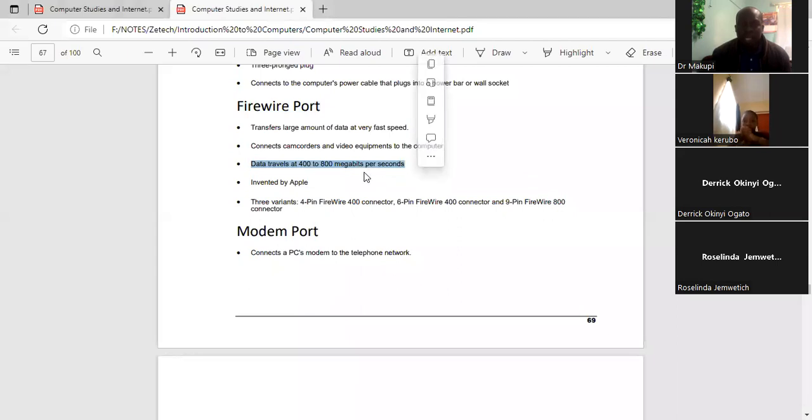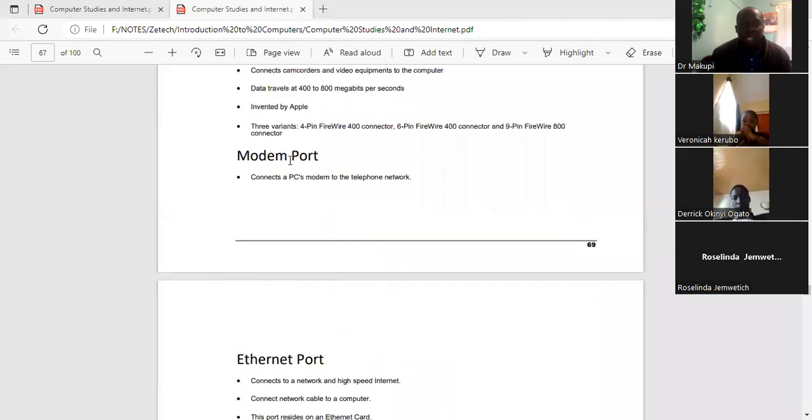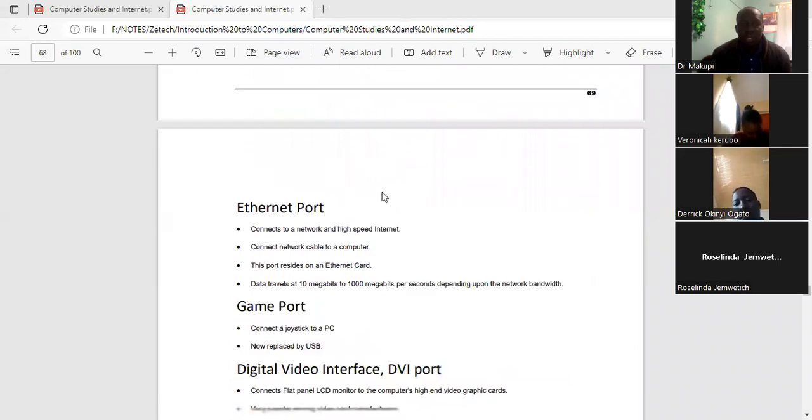There is also the modem port, which is used to connect your computer to a telephone network. You know modems, those that come from Safaricom or Airtel; you must have come across them. So normally this is used to connect your computer to a telephone network.